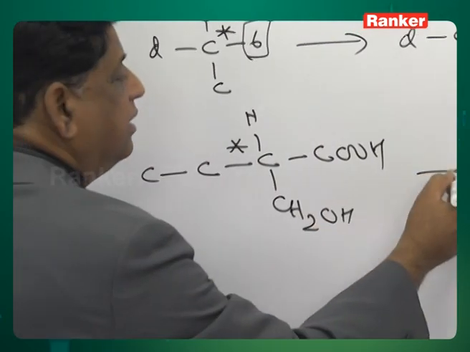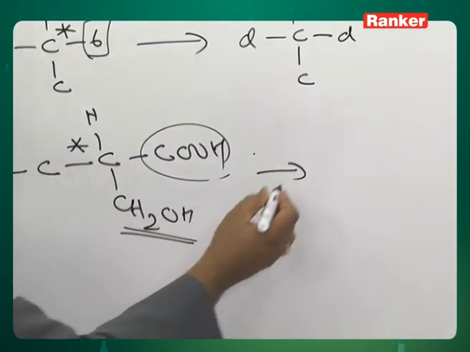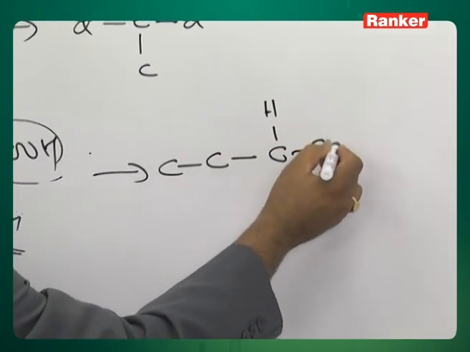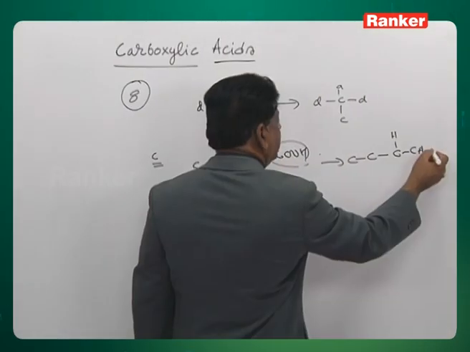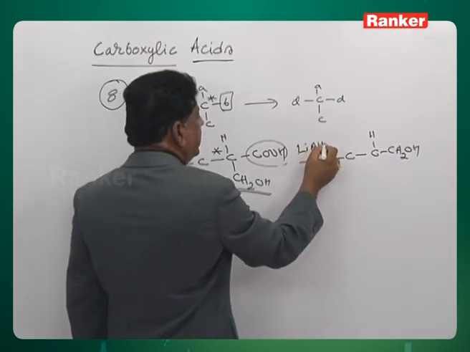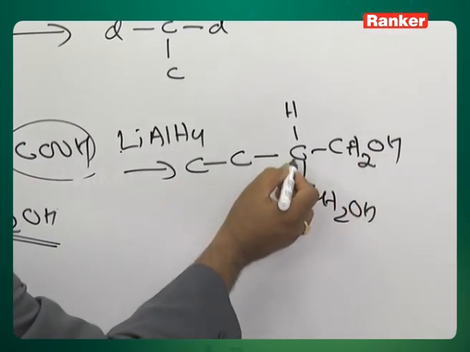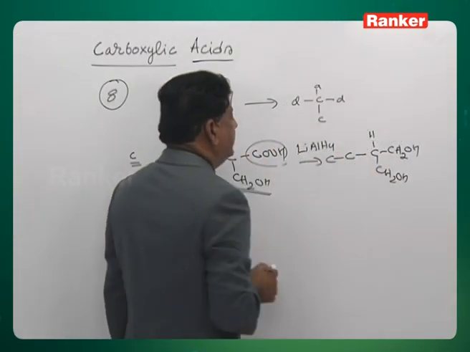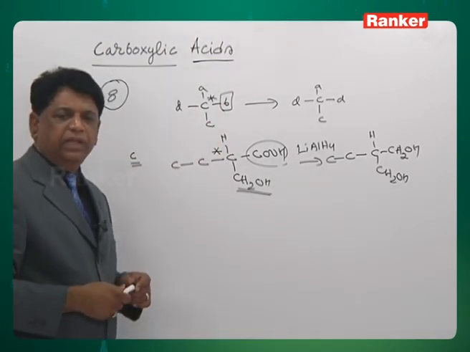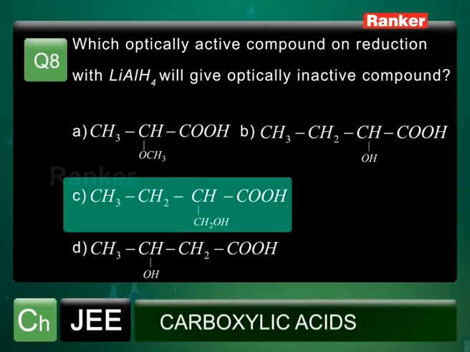On reduction with lithium aluminum hydride, this COOH converts into a group which is already there. Therefore, it will become an optically inactive compound. A CH2OH is generated out of the lithium aluminum hydride, so a CH2OH is already there. So this will become an optically inactive compound. This is the right answer. The other ones won't be inactive. So option C is the right answer.